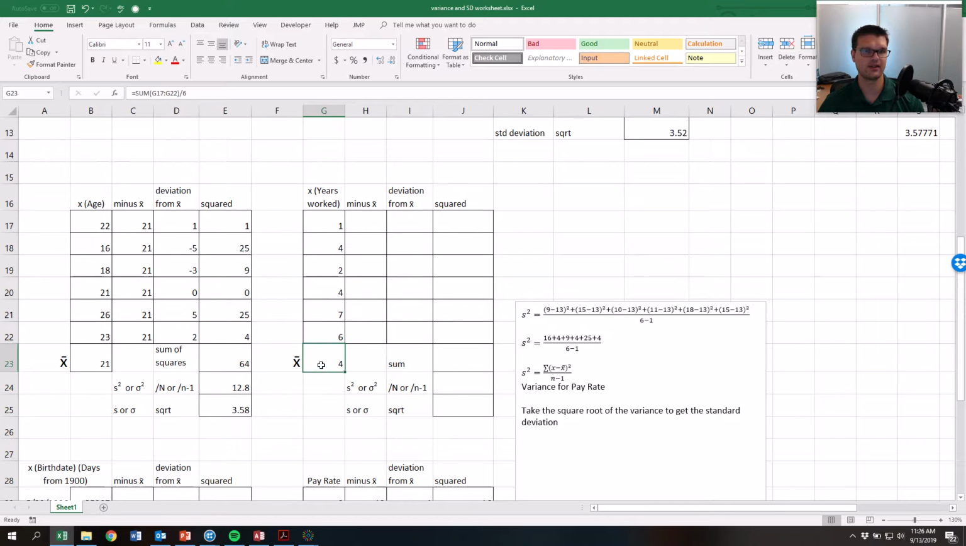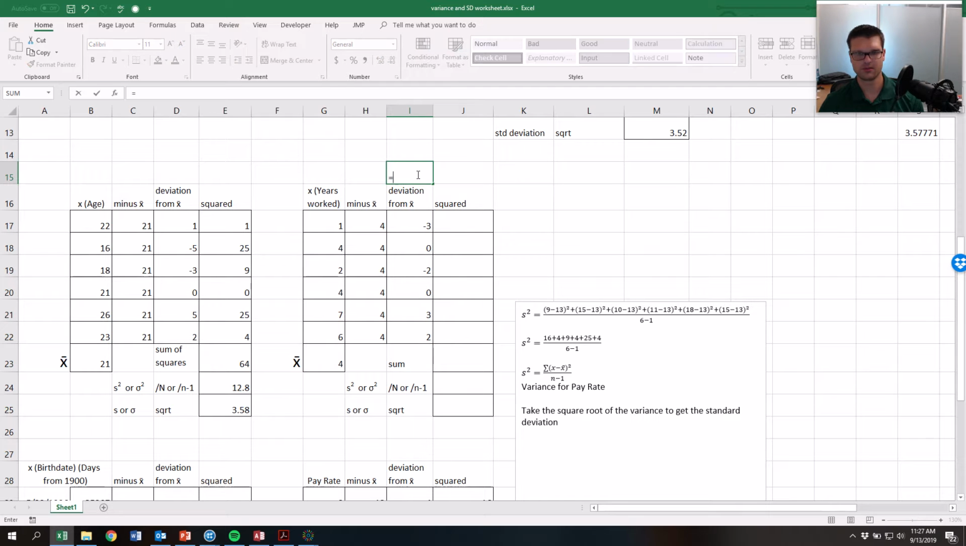So the average, or the mean, is 4. So 4, 4, 4, 4, 4, 4. Whoops, went a little too far. So we've got x minus the mean: 1 minus 4 gives us negative 3. 4 minus 4 gives us 0. 2 minus 4 is negative 2. 4 minus 4 is 0. 7 minus 4 is 3. 6 minus 4 is 2.